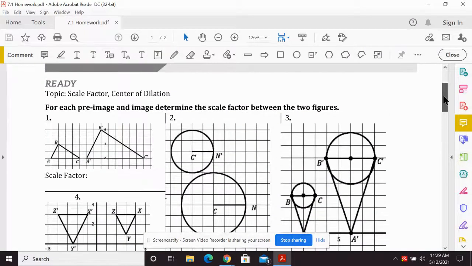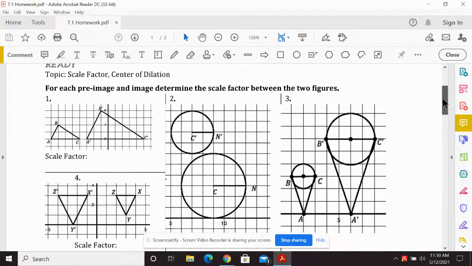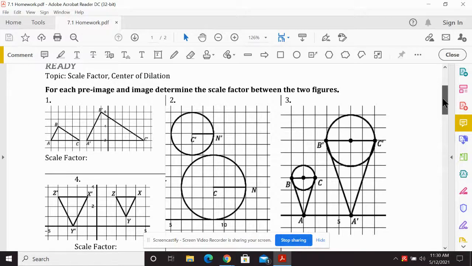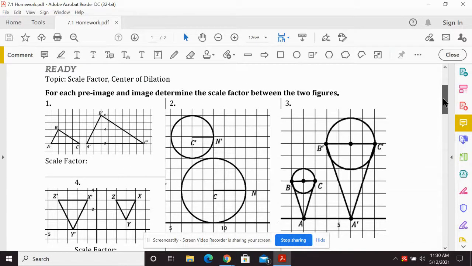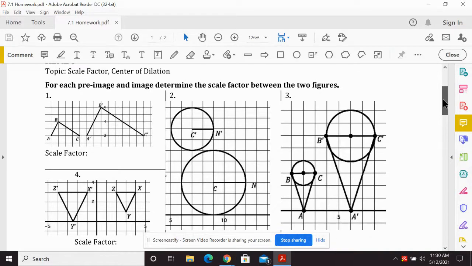For each pre-image and image, determine the scale factor between the two figures. So, yeah, we had practice with this last chapter. For instance, you only have to find the length of one side or one part, and then you can just compare it. So, for instance, for number 3, you have ice cream cones, I think.